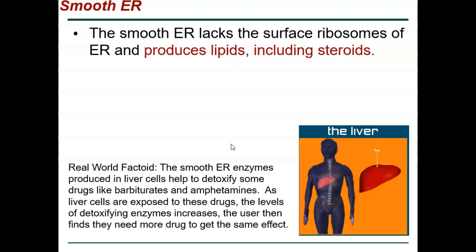So you can either tell me that the smooth ER produces lipids, including steroids, or you can say it's involved in detox enzymes, if you're more of a story person than a definition person.